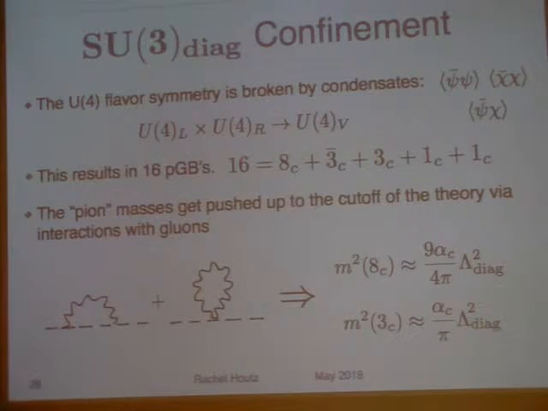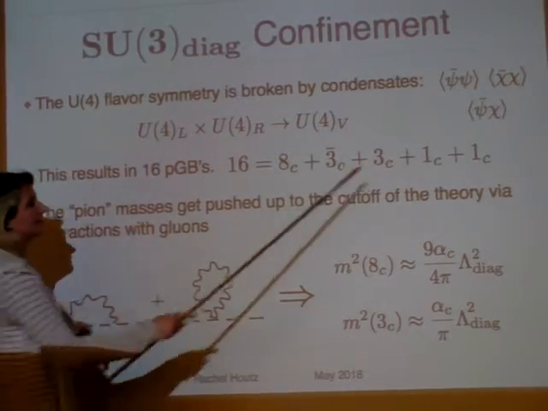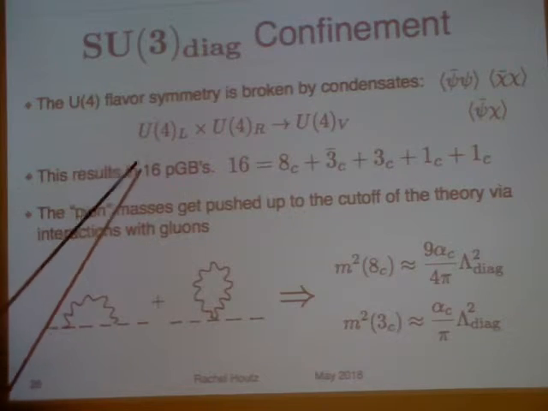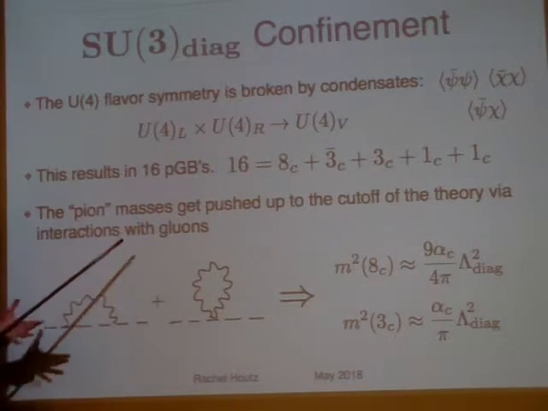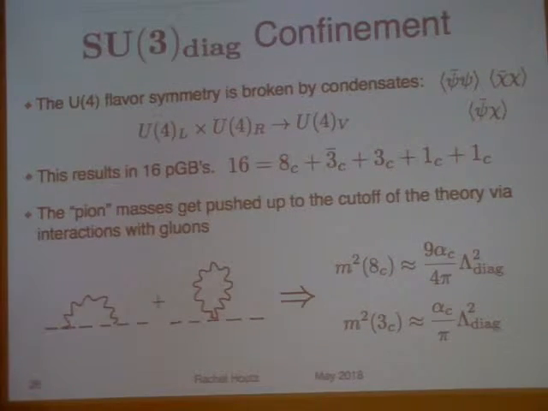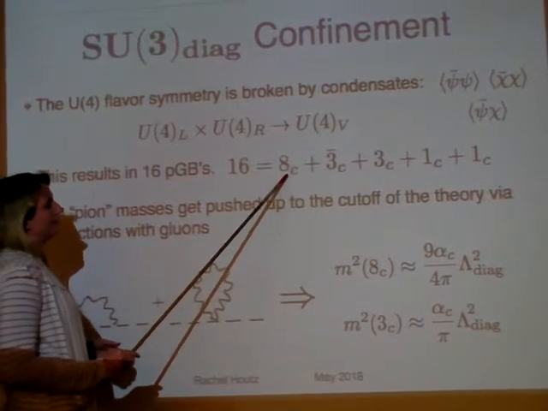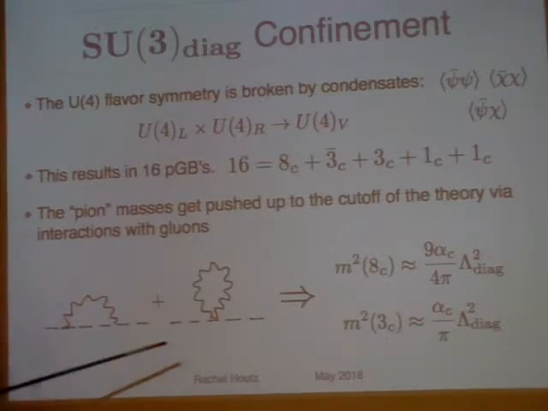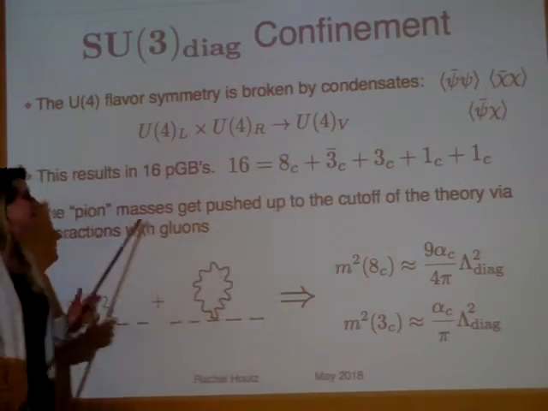All right, so what happens when SU3 diagonal confines? Again, there's this U4 symmetry that's broken by ψ̄ψ, χ̄χ, ψ̄χ condensates. So you get U4 left cross U4 right breaking down to U4 V. You get 16 pseudo-Goldstone bosons. Some are adjoint under QCD, some fundamental under QCD, and some singlets under QCD. So these are sort of like the eta and the eta prime.